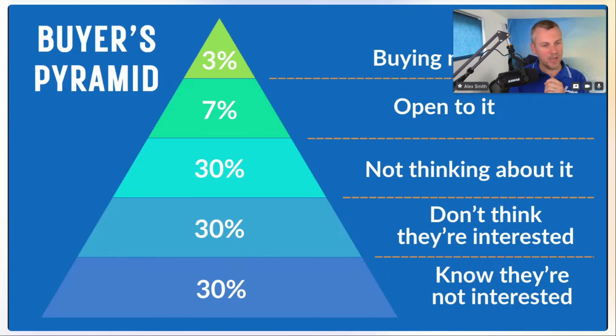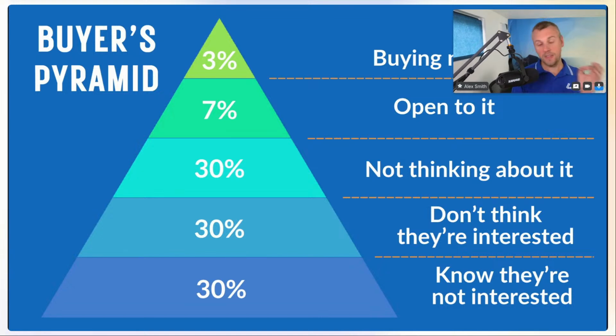And below that, around 6 to 7%, are the people that are open to buying from you, but they need a little more convincing. So you've got to do a bit more work with them. As we move down the pyramid, we see that 30% of your potential customers are not currently even thinking about buying. So when you do your next email marketing campaign, think about that stat. Another 30% believe that they aren't interested, and then the bottom 30% know that they're not interested at all. So they're the ones that just completely opt out.